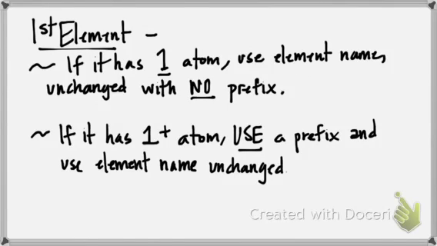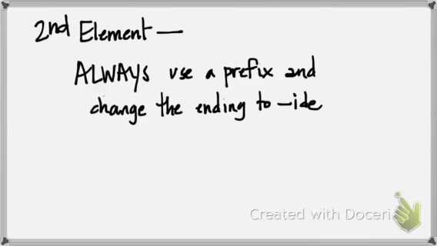With the molecular system, it really comes down to what's going on with the first element. If the first element in the molecular compound has one atom, you're going to use the element name unchanged with no prefix, no exceptions. Then, if the first element does have more than one atom, you're going to use a prefix, and then you're going to use that element name unchanged. So the second element of a molecular compound, you're always going to use a prefix, and then you're going to change the ending to IDE. So let's take a look at some examples.